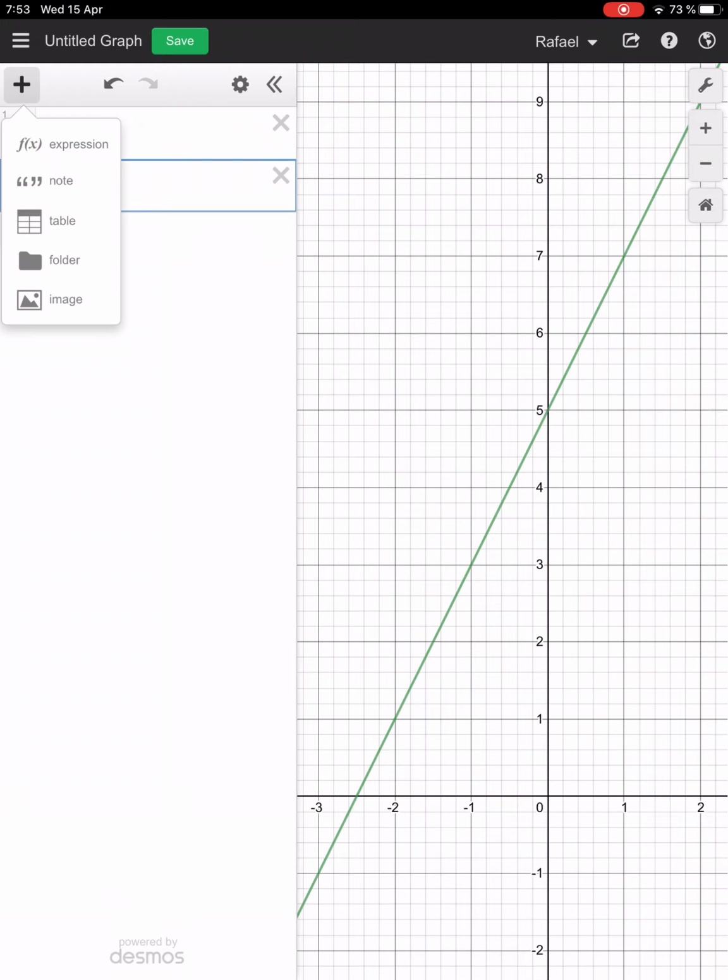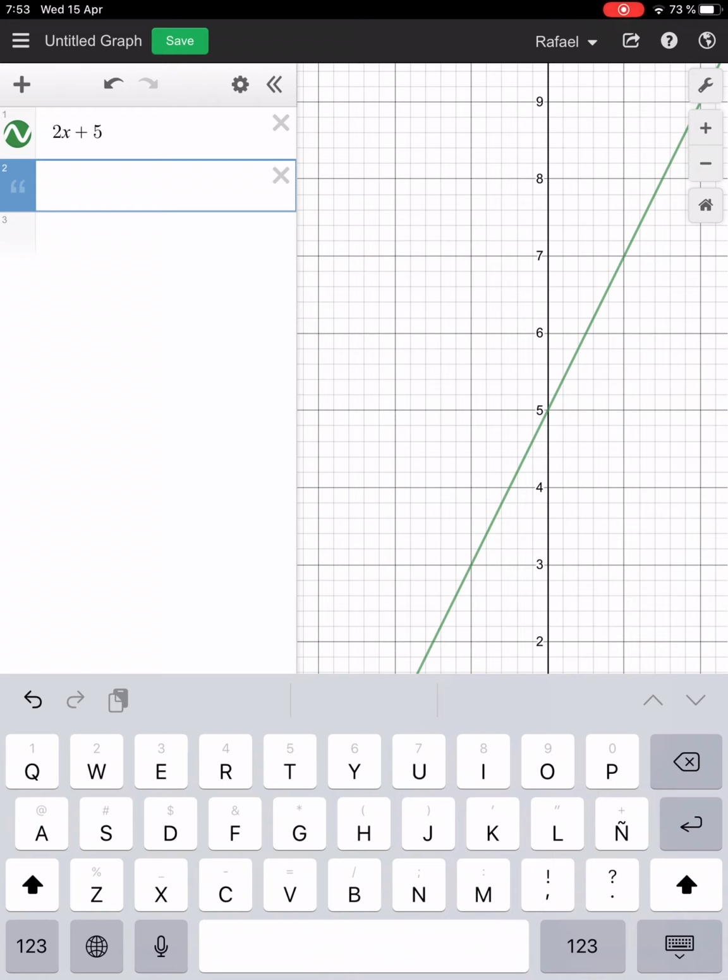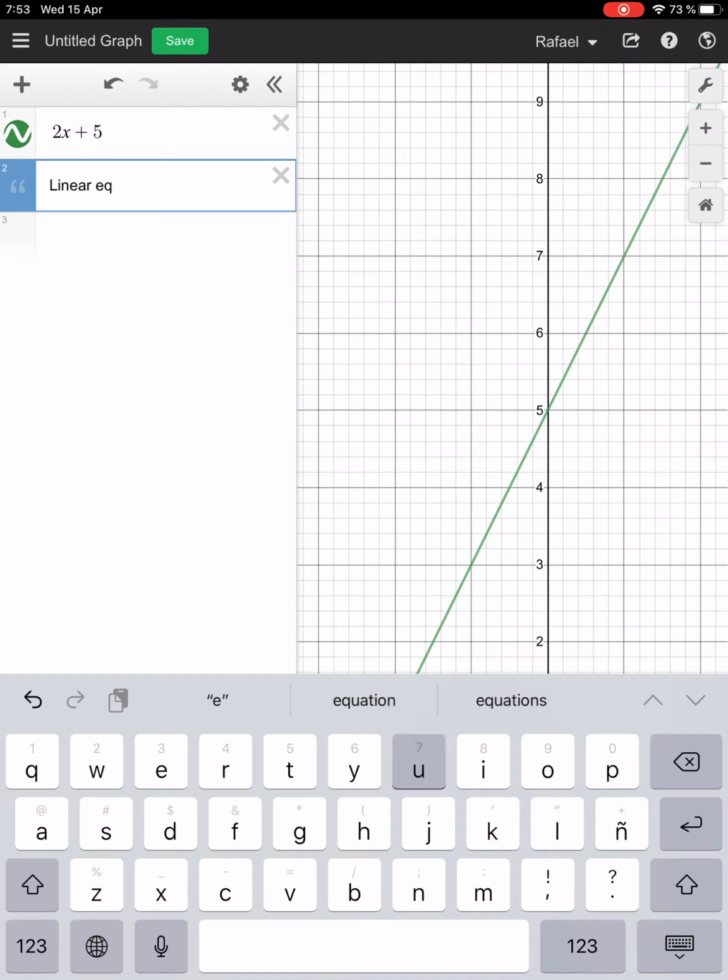Second, we have the option of notes, in which you can take notes. For example, a linear equation is an algebraic expression. In this sense, you can include any kind of notes just to make this like a notebook in which you can develop different kinds of tasks that I can assign, such as graphing linear equations or interpreting different functions.